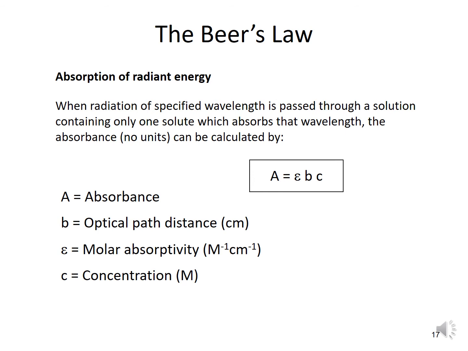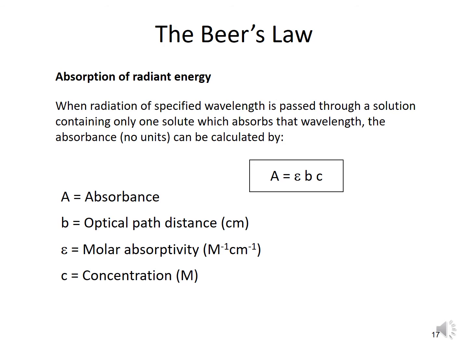What is the symbol of this? So here you can see that A represents the absorbance, B is the optical path distance. So basically B is the length of your cuvettes, basically 1 centimeter. It doesn't give any effect. So we can say that the length of the cuvette is fixed. And next is the epsilon, the molar absorptivity.